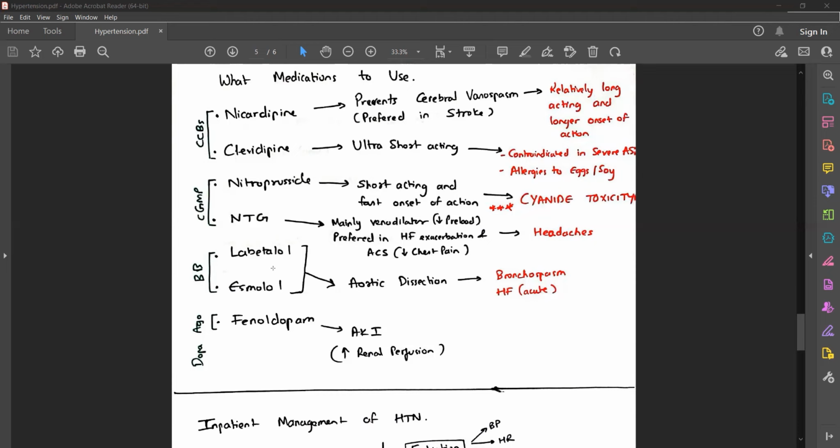Then coming to the last medication, fenoldopam, it is not usually a first-line go-to medication unless the patient is in AKI from the hypertensive emergency, as it helps with renal perfusion. It is uncommonly used as the first-line medication. Most commonly, you're going to see nicardipine drip, clevidipine drip, and nitroglycerin drip as the first-line medications in a lot of hospitals.